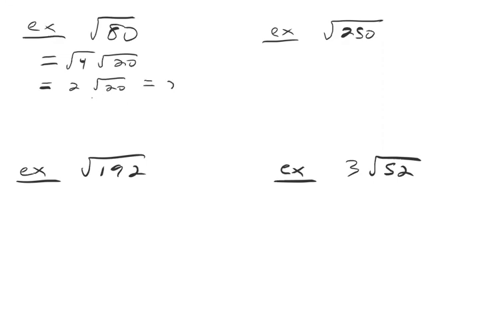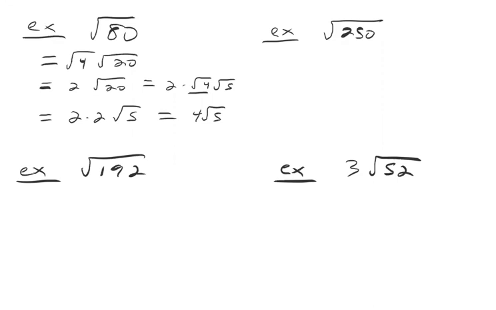So this would be 2 times square root of 20, which is square root of 4 times square root of 5. Notice I always put the perfect square first if there's two factors, because I'm going to evaluate that perfect square and I want it next to this other number. So now square root of 4 is 2. So this is 2 times 2 square root of 5. 2 times 2 is 4 square root of 5. So that's the answer to the first one.